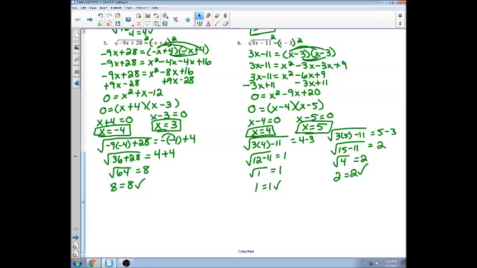The most important thing is to remember to check your answers. You are going to have extraneous solutions that you need to get rid of. Not all of your answers will be good.